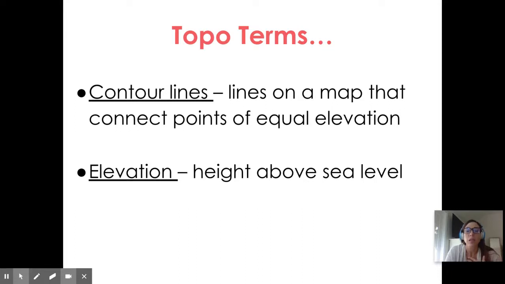These are some terms that you will need to know. Contour lines, which are lines on a map that connect points of equal elevation. And we talked about that in our previous lesson on maps when we were discussing different types of iso lines, and contour lines were one of those in a category of iso lines. And elevation is the height above sea level.